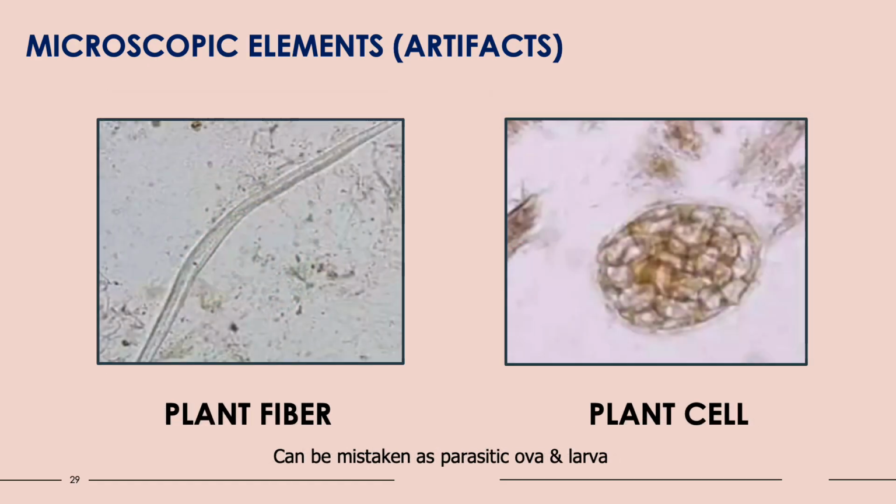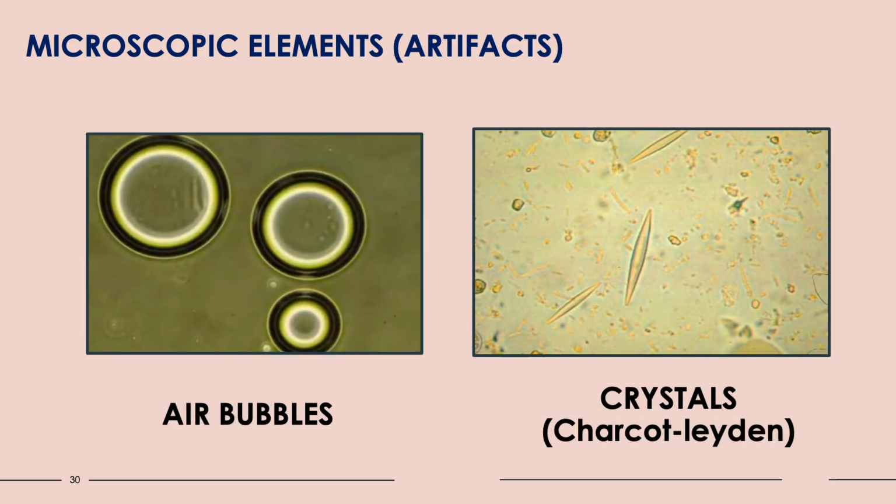Another artifact we have is plant fibers. These may resemble parasitic larvae, while the plant cell may resemble ova, such as hookworm or even Ascaris lumbricoides ova. Other artifacts include air bubbles and crystals. For crystals, take note that the most common crystals present or introduced in stool are Charcot-Leyden crystals. These crystals may be seen in patients who are treated for parasitic infections because Charcot-Leyden crystals come from fragmented eosinophils.